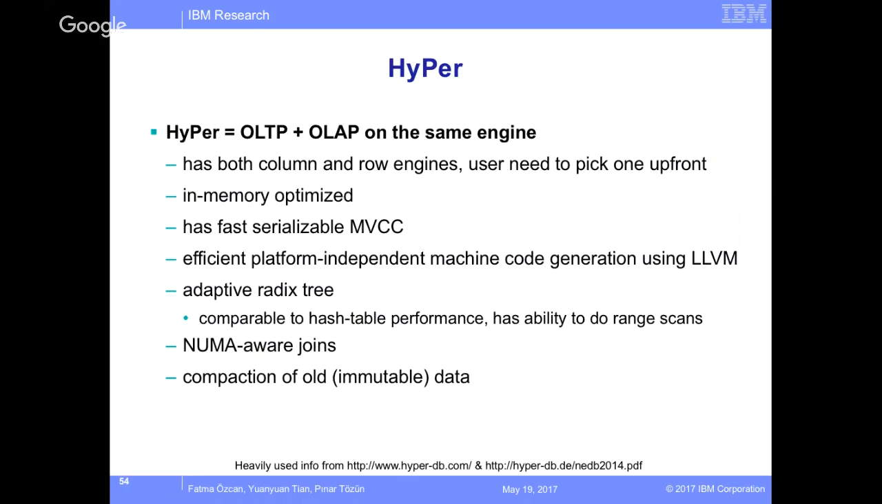In the version of the slides we post online, I will put the references for the papers there. But basically, based on the adaptive radix tree paper, they have comparable performance to a hash-based tree, but they also enable range scans. They also had research on NUMA-aware joins and compaction of old data, since it's a system based on in-memory processing. You need to effectively compact old data so you can use your memory resources more efficiently.